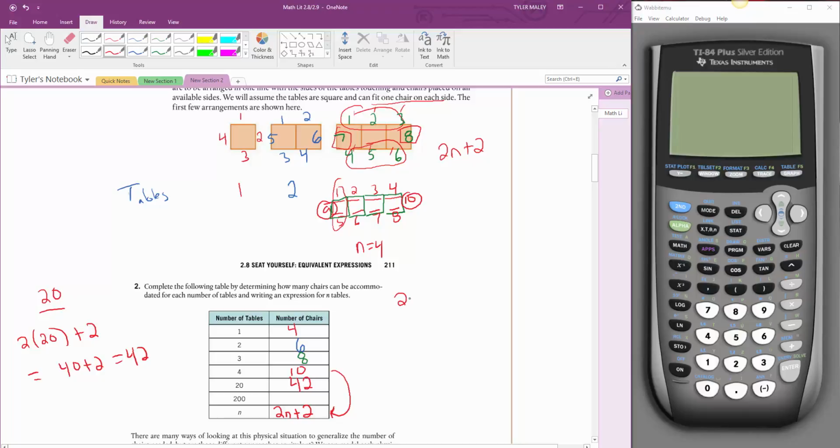So now we need to look at what happens if I have 200 tables. So I could have 2 times 200 plus 2. So this would give me 400 plus 2, which is 402 chairs. So now I can begin to think about, however many tables I need, how many chairs I can fit in there.